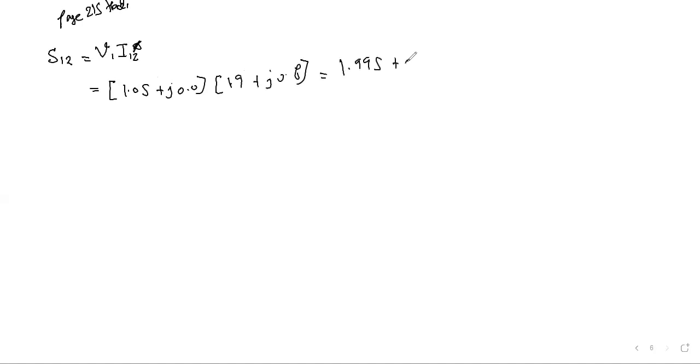Now S12 is equal to V1 into I12 conjugate, right? So V1 value you have 1.05 plus J0.0, times 1.9 plus J0.8. So you get this value as 1.995 plus J0.84 per unit.